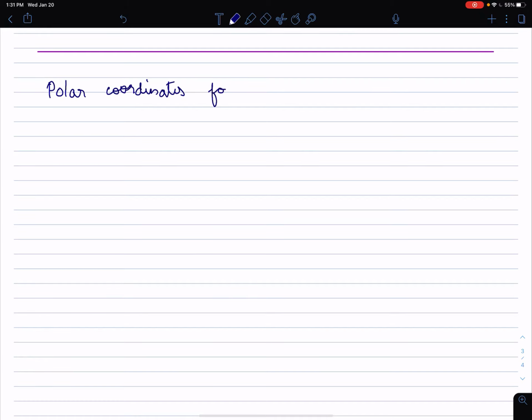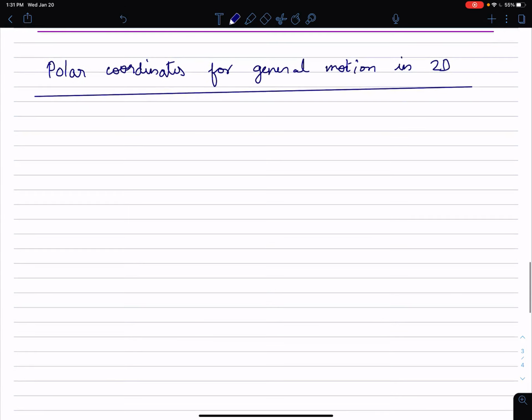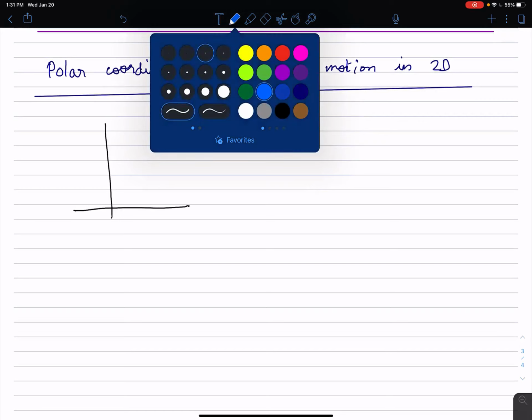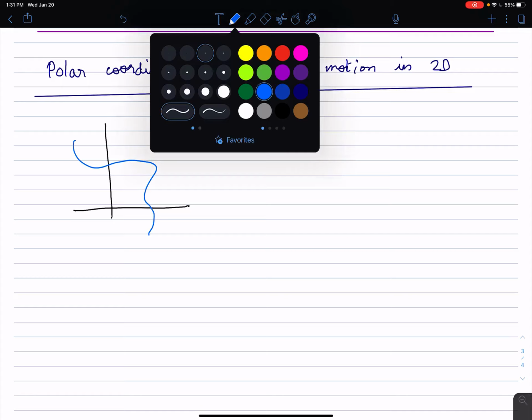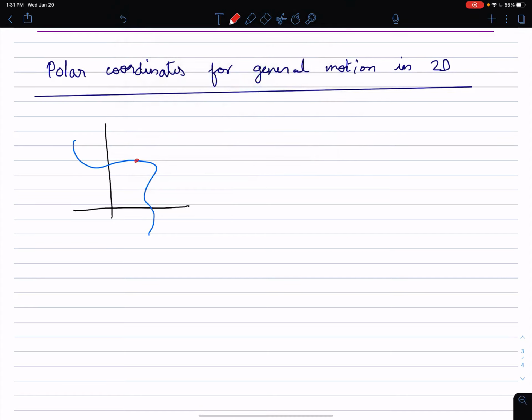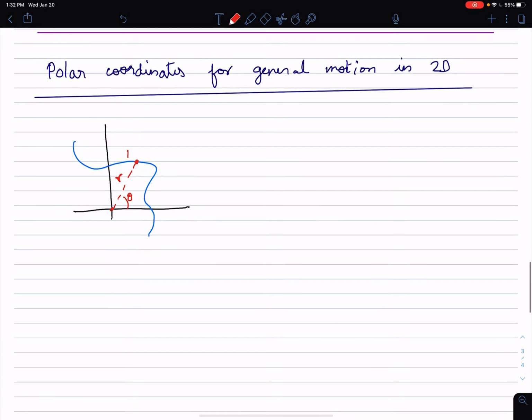This is polar coordinates for general motion in 2D. Okay, so let's say again that we have some axes and we have some motion like so, which is not circular, certainly, and we have some point. We have the angle theta defined as usual and the radius r like so. This is point P, okay?